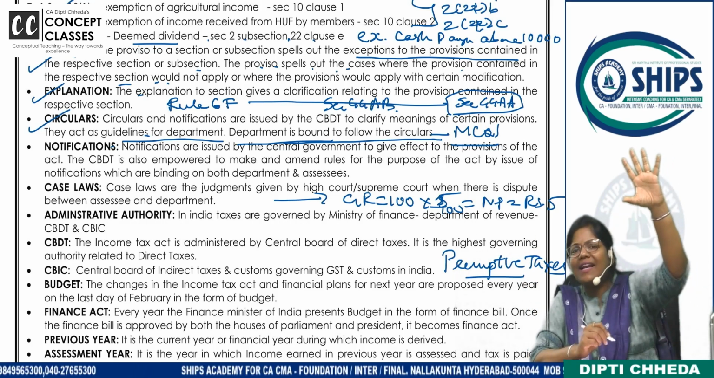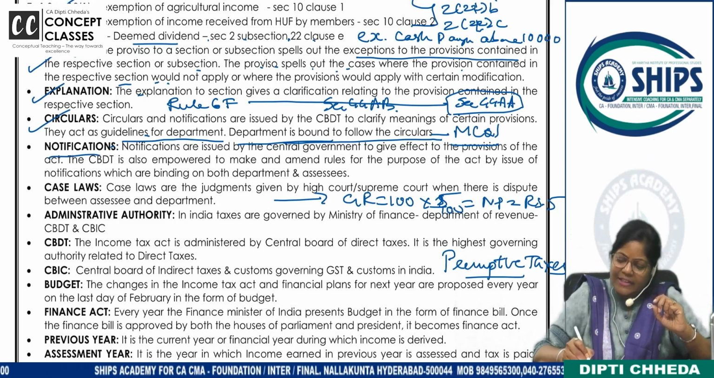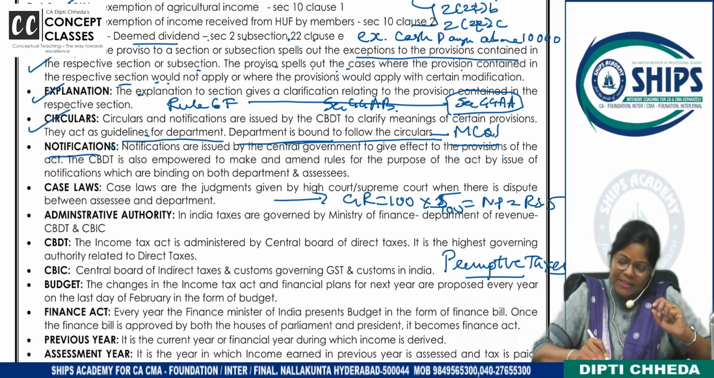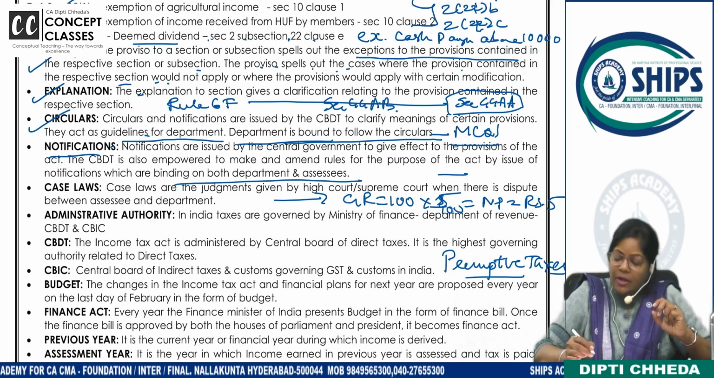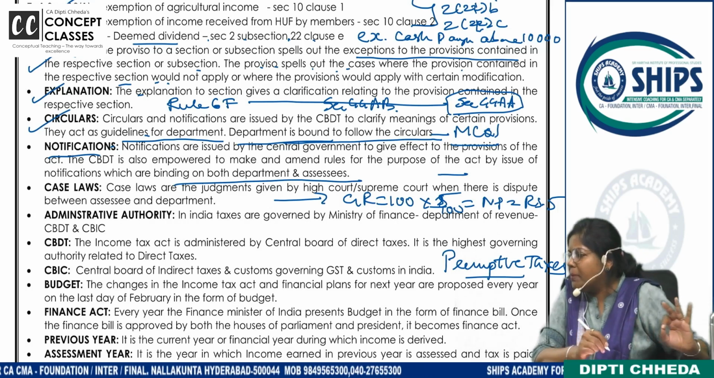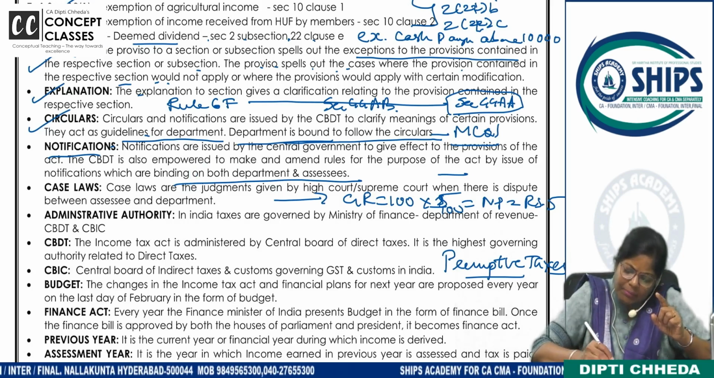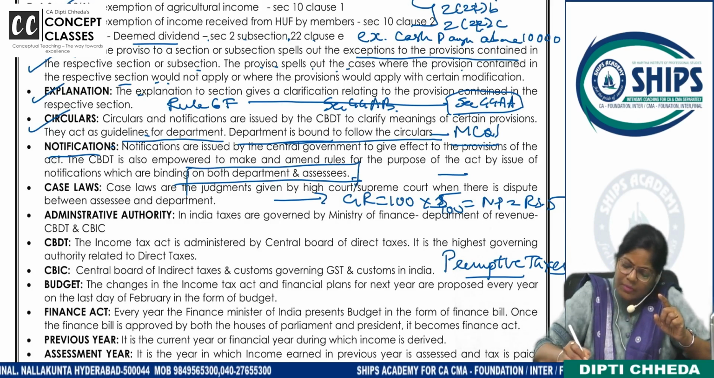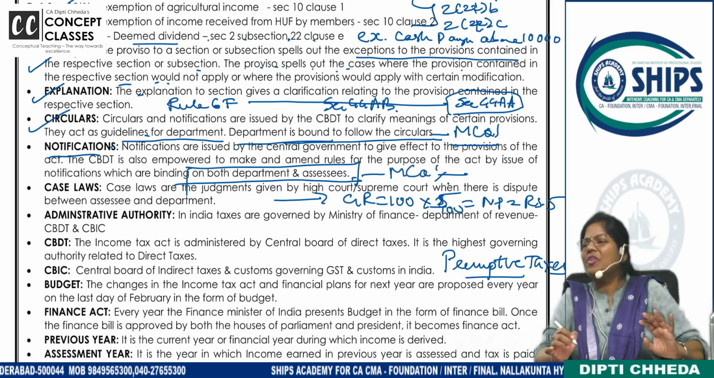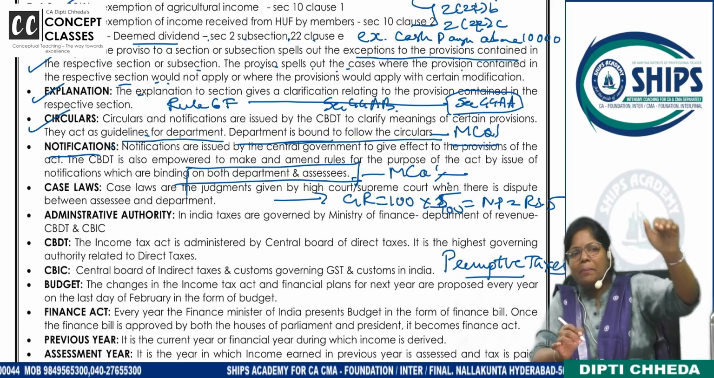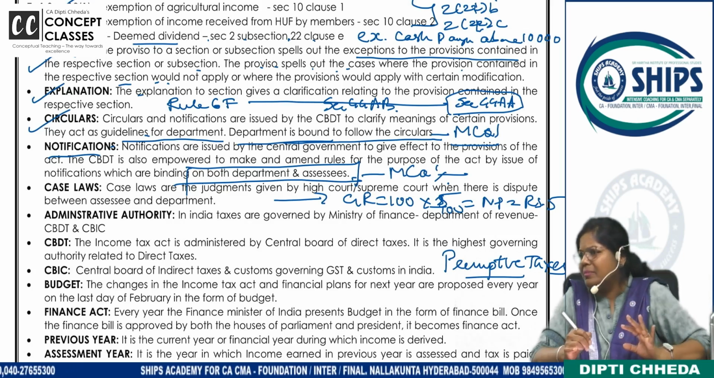So circulars are guidelines. Same way notifications are issued by government, and CBDT is also empowered to make and amend the rules for the purpose of the act, which are binding. See, notifications are binding on department and SSC both. Can you please underline this clue word because it's very important for MCQ. Circulars are also like guidelines for all, but they are binding on whom? Department. Whereas notifications are binding on department and assessee both.